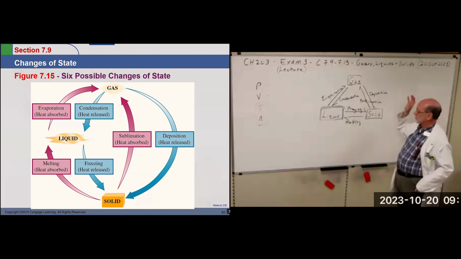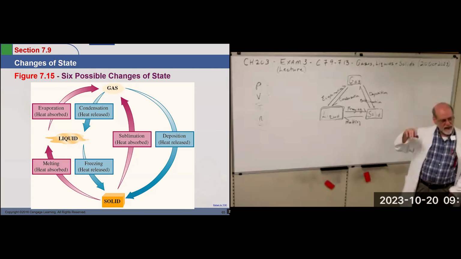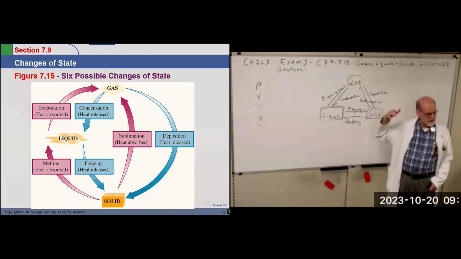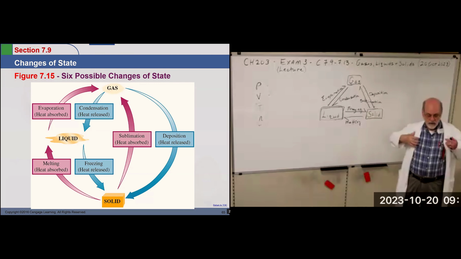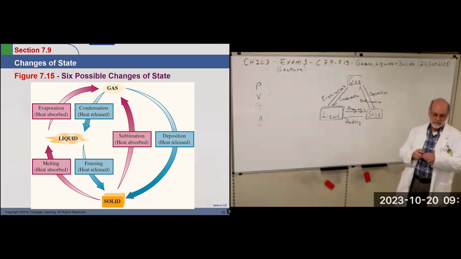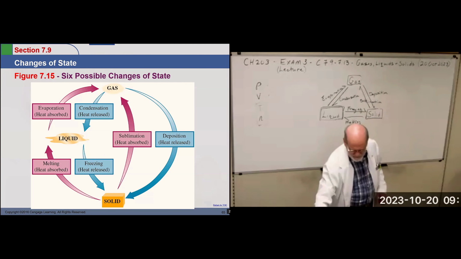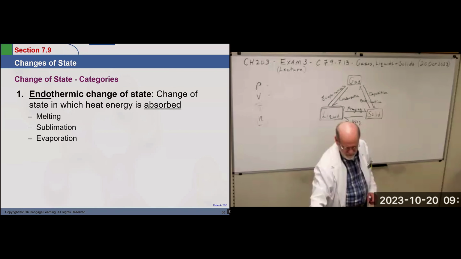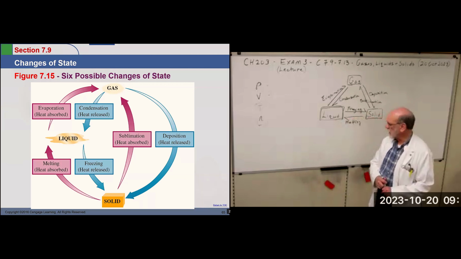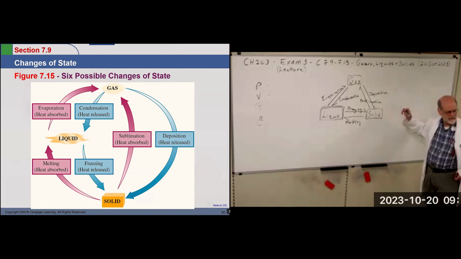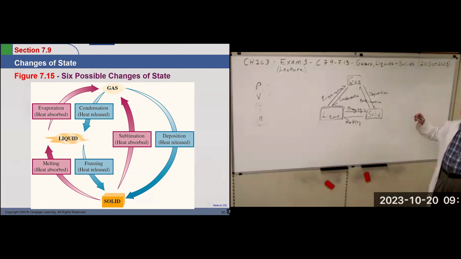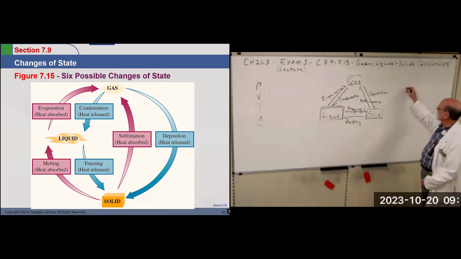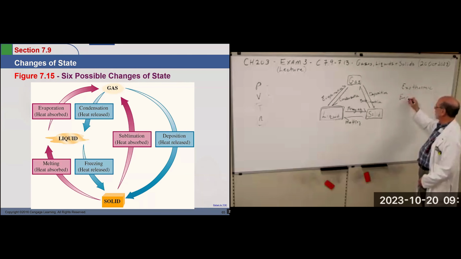The other, since we're talking about how do you go from one to the other, you either add heat or you subtract heat, we're going to use terms. They're not using terms like that here. I think it makes a difference. Have we defined these terms yet? Exothermic and endothermic? I don't think we have. Okay. Exothermic. And endothermic.